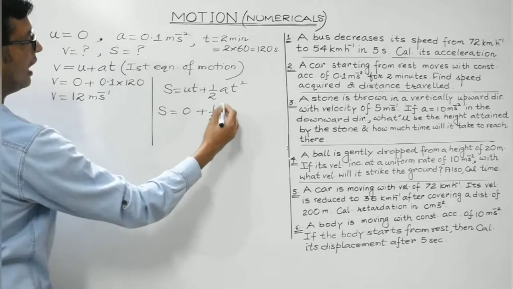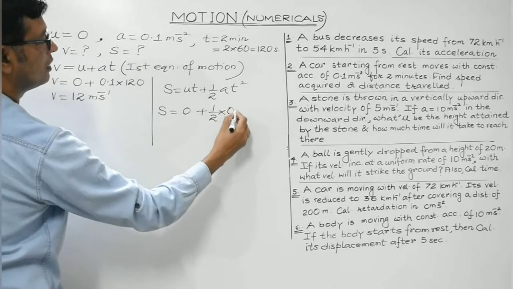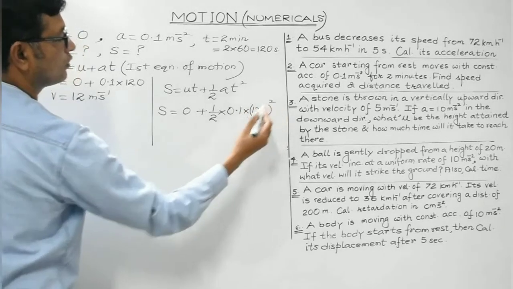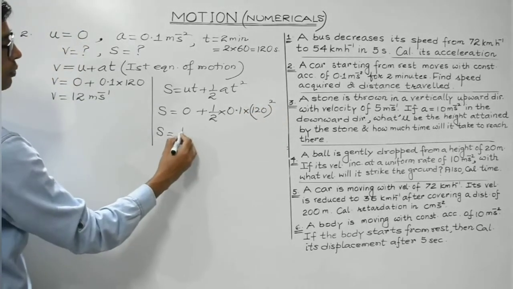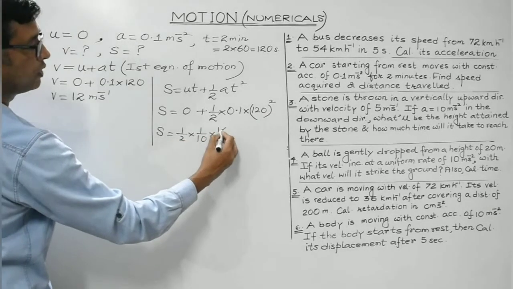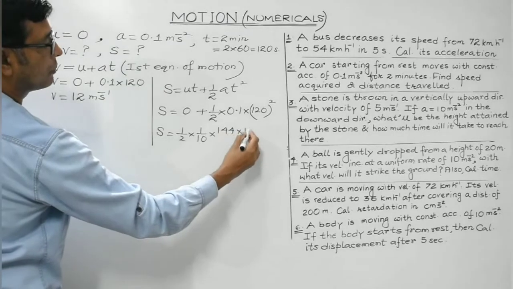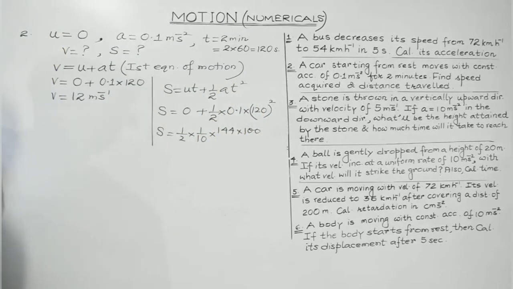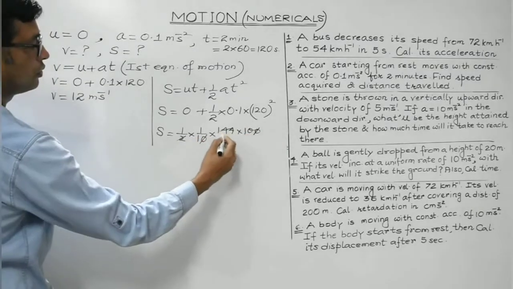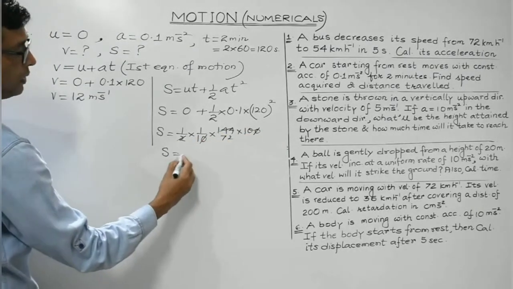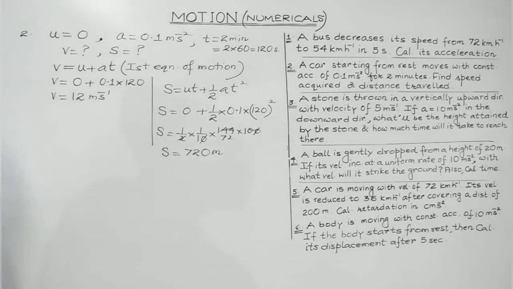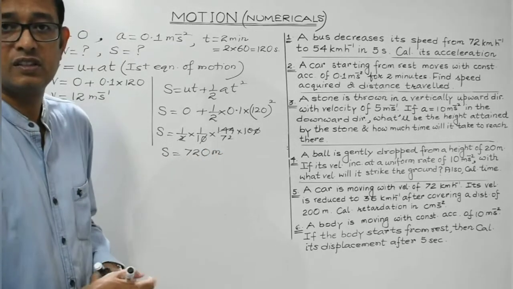Half, acceleration is 0.1. And t square is 120 square of this. So let's solve it. It will be half multiplied by 1 by 10 multiplied by 120 square, it's 144 multiplied by 100. Right? So what do you get? 0, 0 get cancelled. 2, 72. So s would be equal to 720 meters. Is it clear, students?